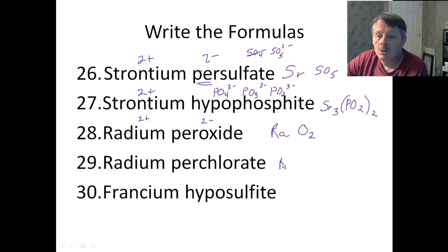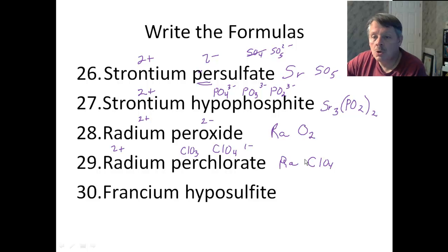Alright, radium is Ra, and perchlorate. Well, chlorate is ClO3. And perchlorate means you have an extra oxygen, so it's ClO4. Now, chlorate, if you look on your ion chart, is a 1- charge. And radium is in group 2. It's an alkaline earth metal, so it has a 2+ charge. So that means I need to have 2 perchlorates. So I'm going to have 2 perchlorates down there.